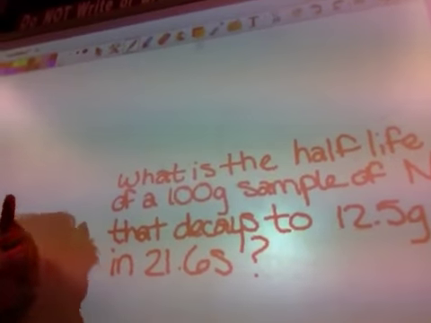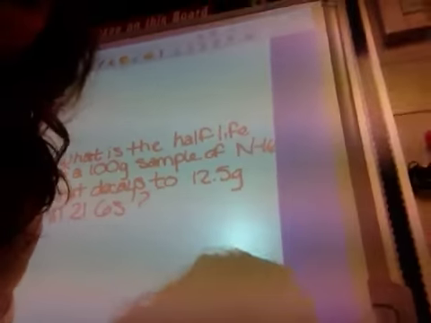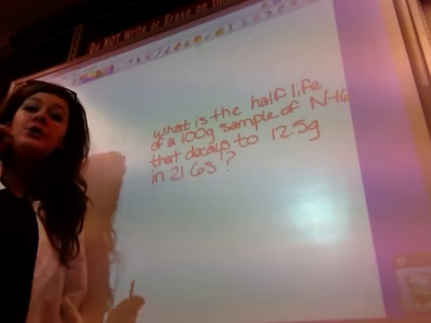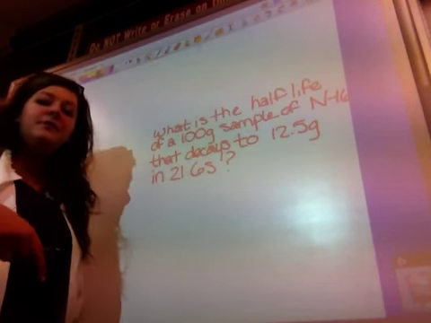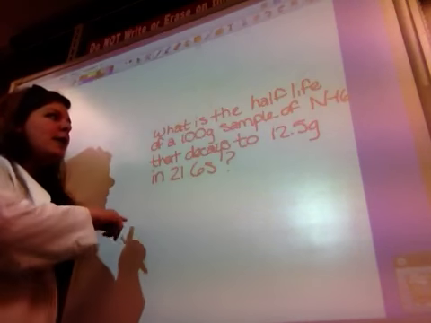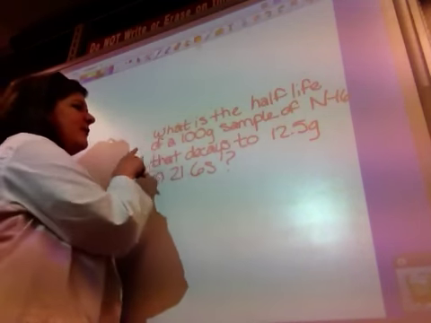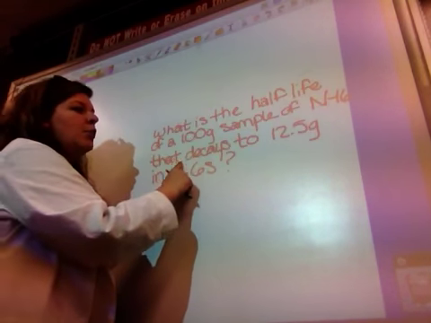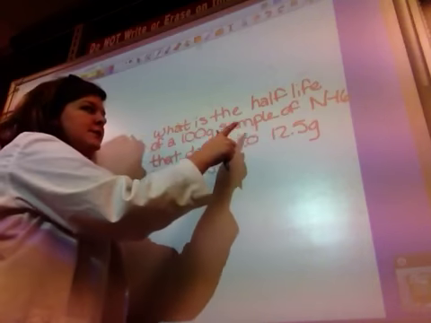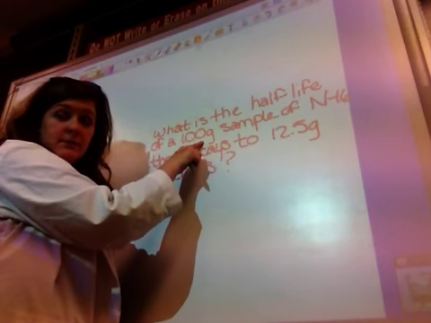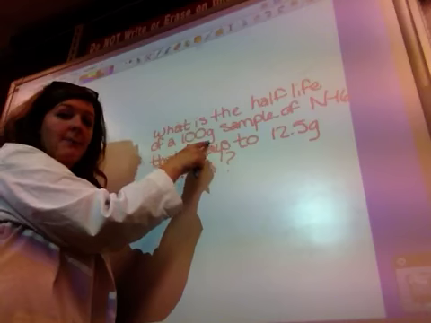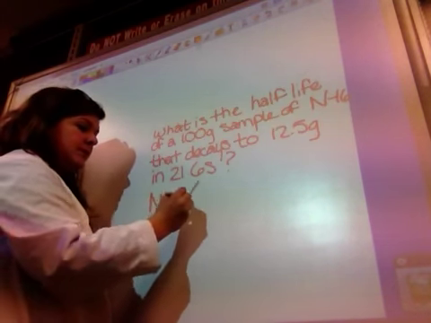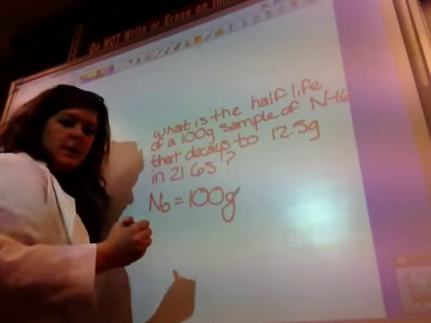This is what I think you should do every time you see one of these types of problems. You need to immediately write down what you have, so then that way you know what variables you have, and then you can figure out what variables you need. I know that a 100-gram sample will decay to 12.5 grams. So I had originally 100 grams. If that's my original amount, that's going to be my variable N0. So N0 is going to equal 100 grams.